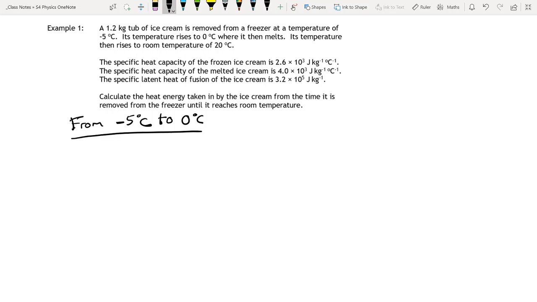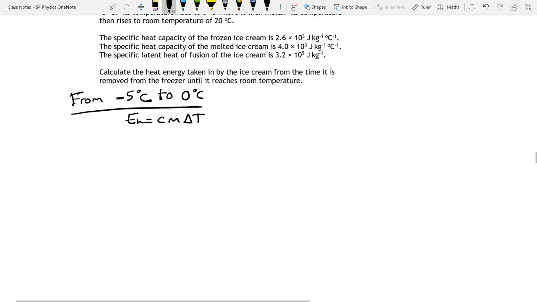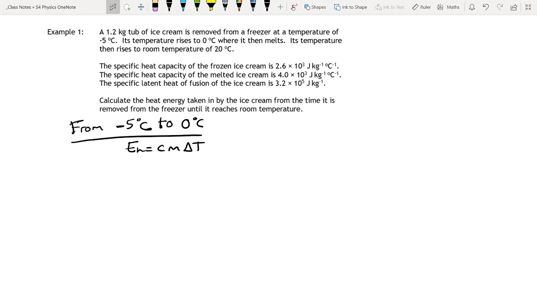Okay, and as Ava very rightly pointed out, when we've got a change in temperature, we use this equation, Cm delta T, because it's got that delta T in it, that change in temperature. So it's frozen ice cream, because it's just been taken out of the freezer. So we use a specific heat capacity of frozen ice cream, which is 2.6 times 10 to the 3. Its mass won't change. Its mass will just be 1.2 kilograms, whether it's liquid or solid. And the change in temperature, it goes from minus 5 to 0. So what is the change in temperature?